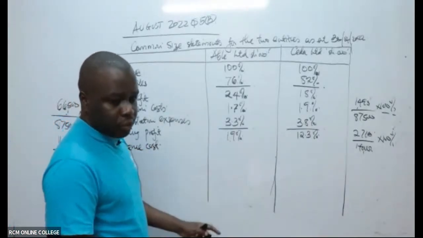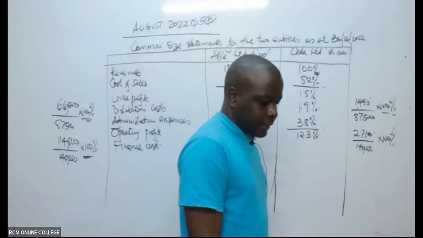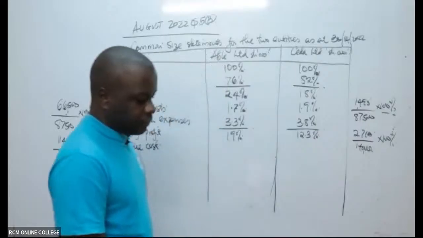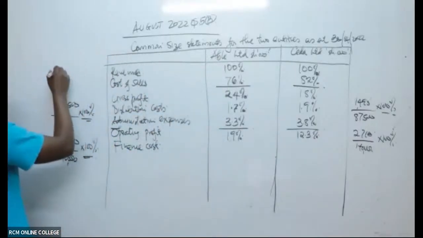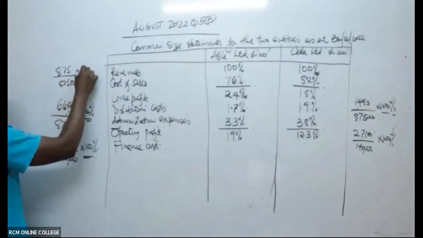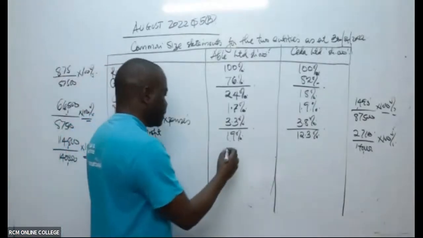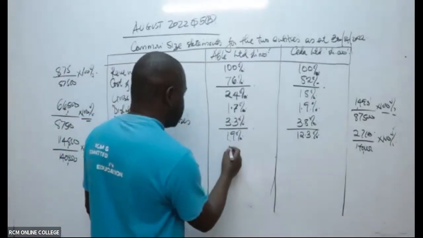Finance cost, you are getting what percent? You take 875 over 7,500 multiplied by 100%. So you're getting 1%. Yes, it's supposed to be 1%.